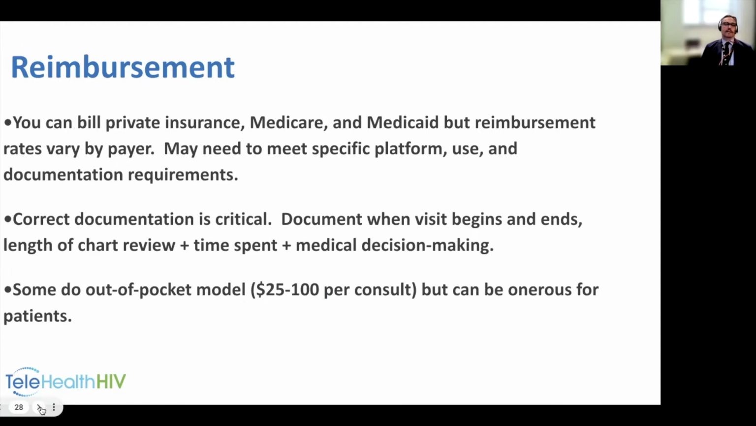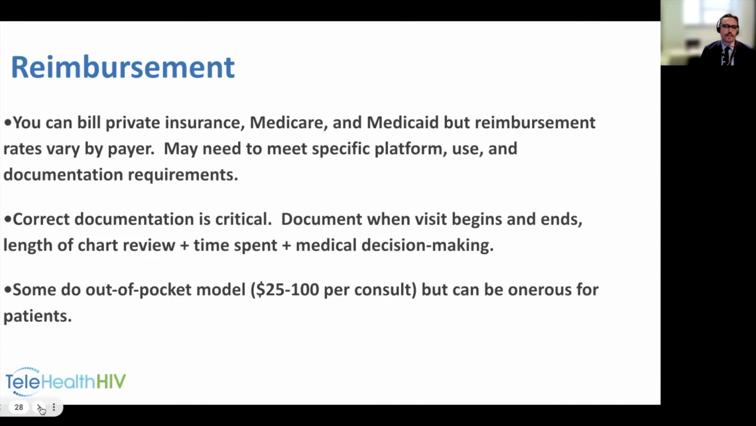Reimbursement. This unfortunately is important in medicine. You can bill private insurance, Medicare and Medicaid. Reimbursement rates vary by payer. I'll show you a slide, I think it's the next slide, a little bit about payment. Specifically, you may need to meet specific platform use and documentation requirements. The big thing I always say is if you do a video visit and you're going to bill for it, the most critical part is that you document time spent, and that includes chart review, time spent with the patient, and then medical decision making, and then documenting that in the note.